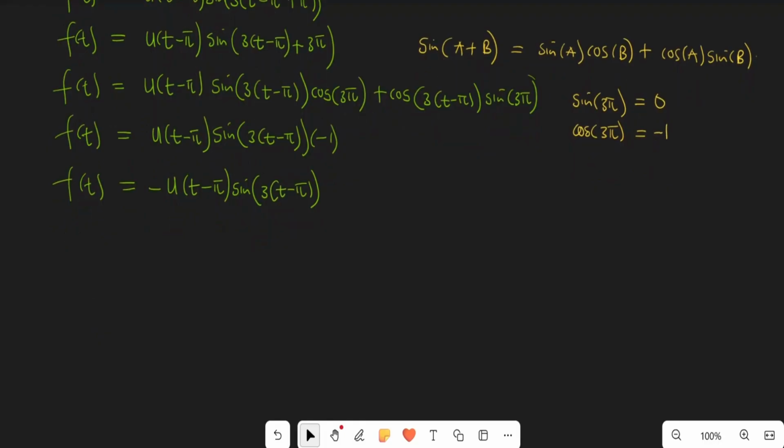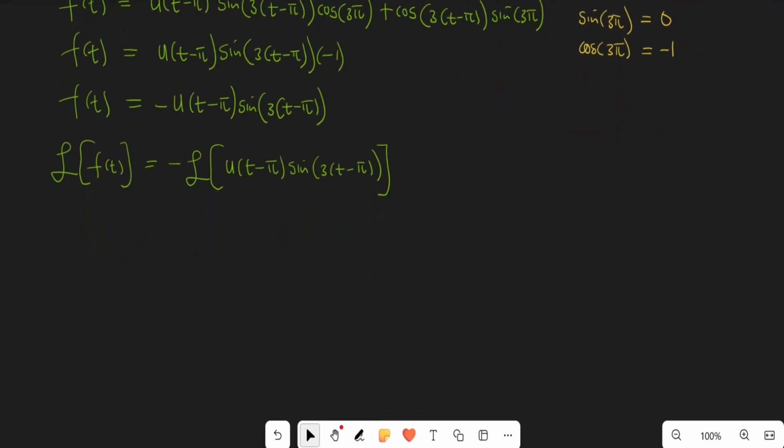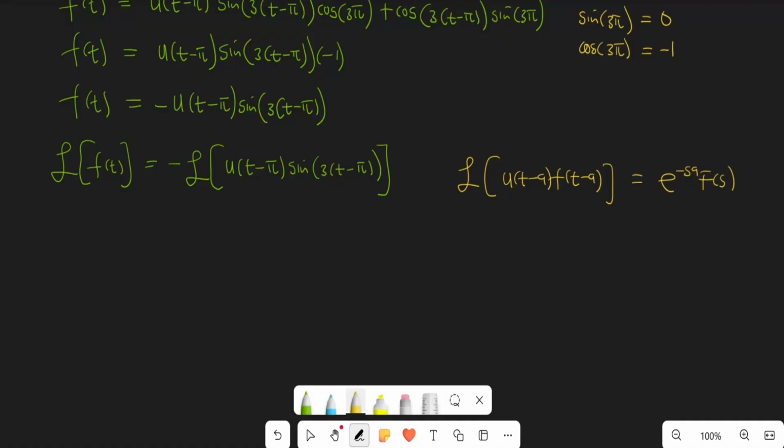So now we can take the Laplace transform of this. Now the Laplace transform of the function f of t is equal to negative out the Laplace transform of the Heaviside function multiplied by sine of 3 times (t minus pi). Just to refresh your memory, if you have the Laplace transform of the Heaviside function u of t minus a multiplied by f of t minus a, this is equal to e to the negative sa multiplied by the Laplace transform of the unshifted function. So let's solve this now.